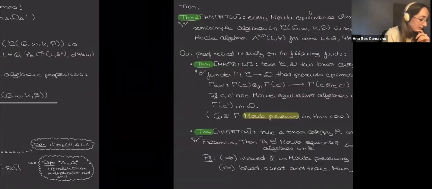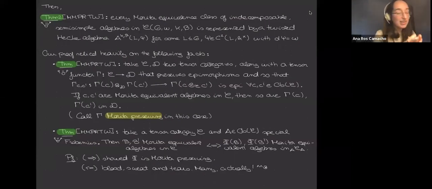All right, and then we arrive at our generalization of the Ostrik-Natale theorem. Remember that every Morita equivalence class of indecomposable semisimple algebras in Vec G omega was represented by twisted group algebras. We have a very similar thing, but in our case, for our group theoretical fusion category, these classes are represented by these twisted Hecke algebras, which was great, because it's actually what you would expect. These group theoretical fusion categories are in a way a generalization, so whenever you constrain yourself to the pointed fusion category case, your twisted Hecke algebras go down into the twisted group algebras. Amazing.